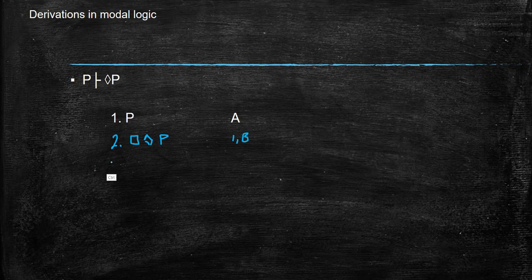And then we can infer possible P from which rule? From 2 and the T rule, right? The T rule tells us that if necessarily A, then A, and in this case, possible P is our A. So that's a super simple proof.